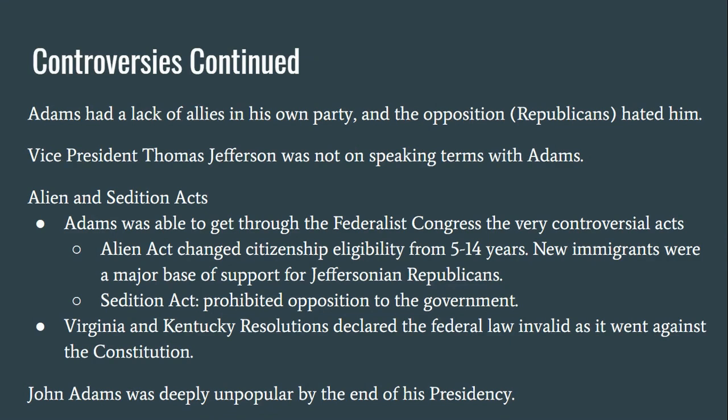The Sedition Act prohibited vocal and printed opposition to the government. This act took away First Amendment rights and was exactly what Jefferson had warned against ever since the Articles of Confederation were thrown out in favor of a strong centralized government in the Constitution.